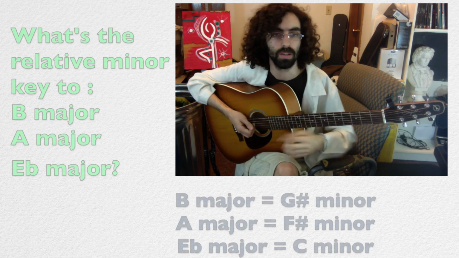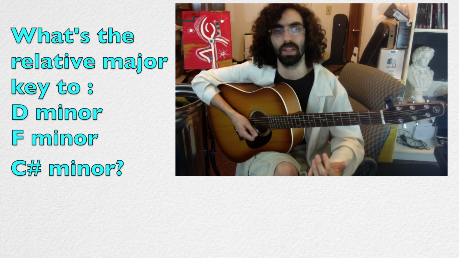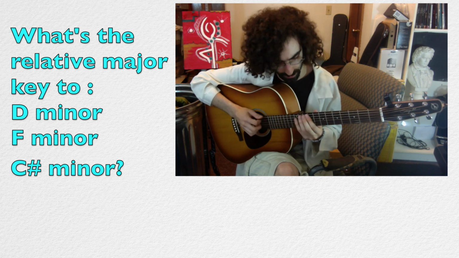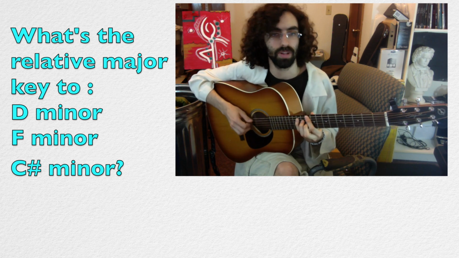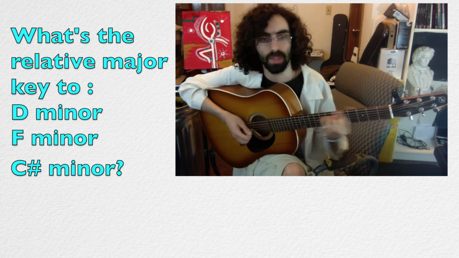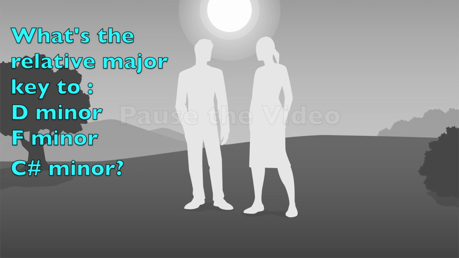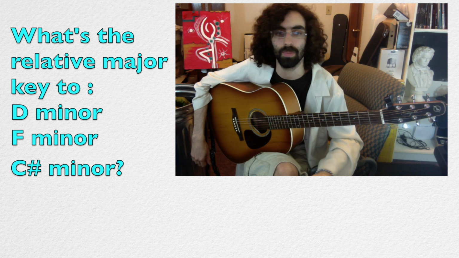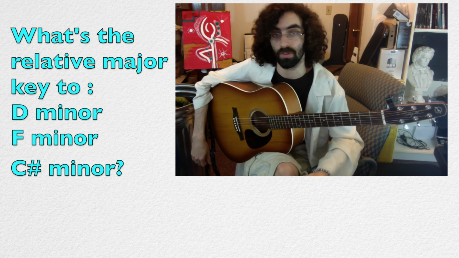Cool. Now let's try finding the relative major of these minor keys. So we're going to find the relative major of D minor, the relative major of F minor, and the relative major of C sharp minor. So give it a shot. For these, you count up 3 frets from the root, or 3 half steps.